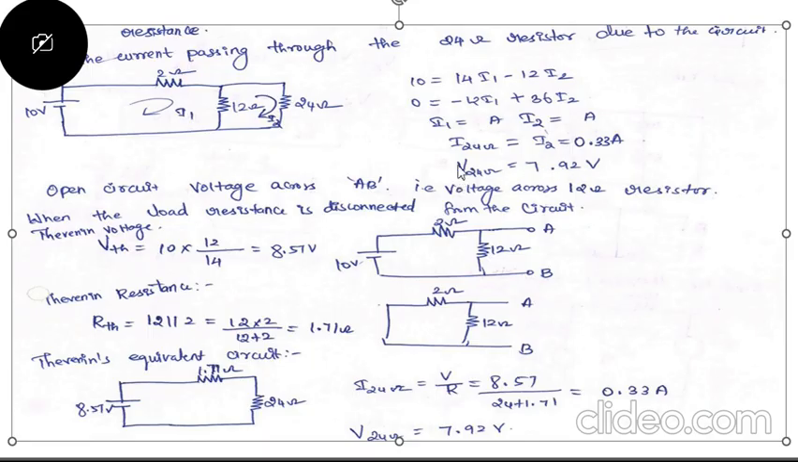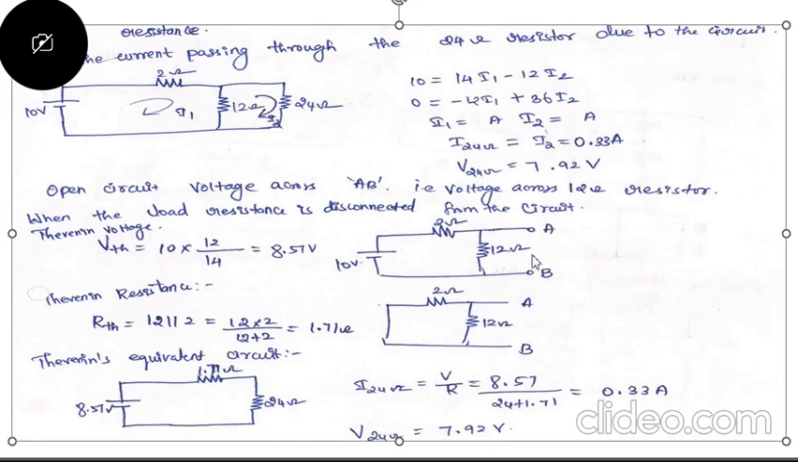So the first step in Thevenin's theorem is to find the voltage across the open circuit terminals. We have to remove this 24 ohm resistor, so we get the circuit like this. You have to remove this resistor and keep these two terminals as an open circuit. Now you need to find the voltage across these two terminals.